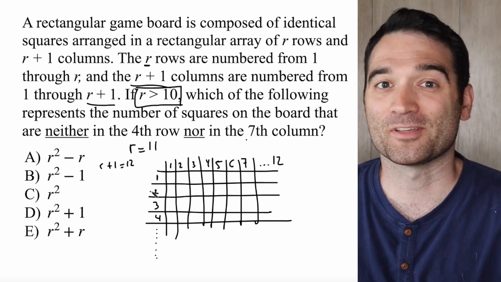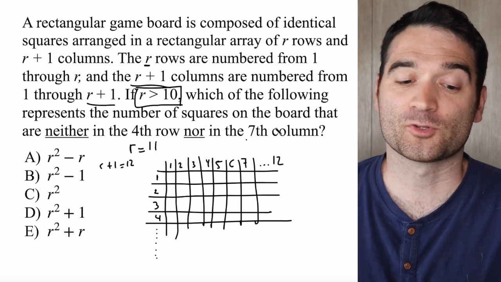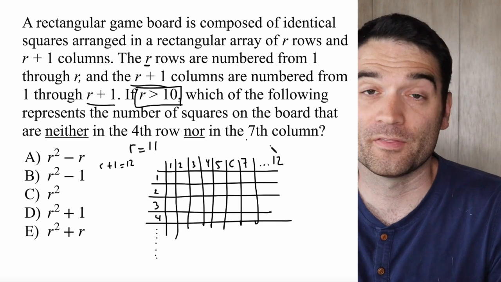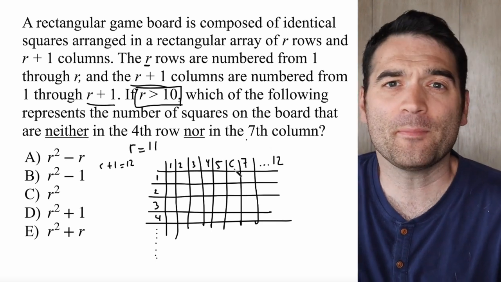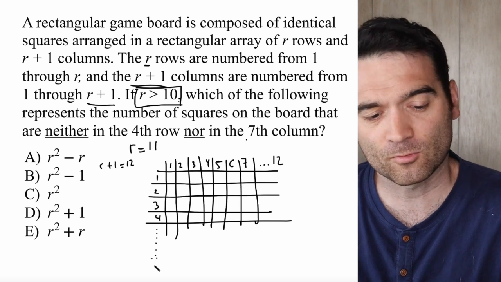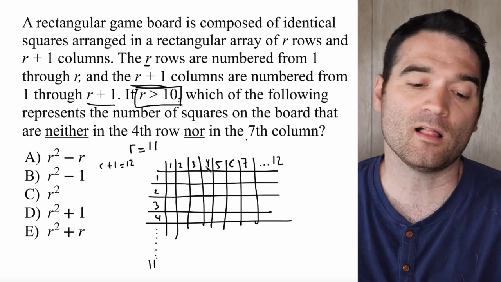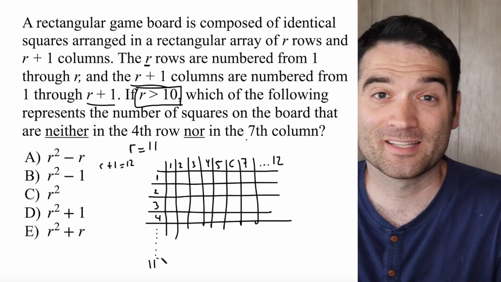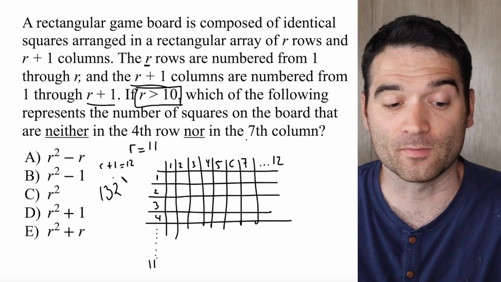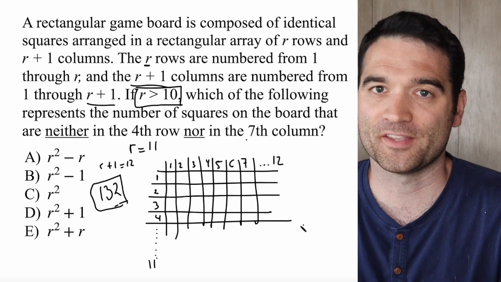Now comes the fun part of the problem. We want to know the total number of squares on the board that are not in the 4th row nor the 7th column. First things first, how many squares are there on the board overall? Well, there are 11 rows and 12 columns. So 11 times 12 is a total of 132. There are 132 cells or squares on this game board.